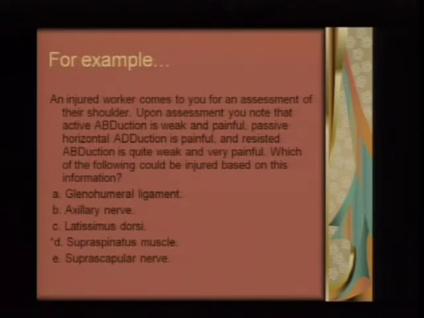Okay. Here's an example. I know the text is getting small, so I'll read this. An injured worker comes to you for assessment of their shoulder. Upon assessment, you notice that active abduction is weak and painful, passive horizontal adduction is painful, and resisted abduction is quite weak and very painful. So which of the following could be injured based on this information? Okay, and then it gives you a list of different structures.